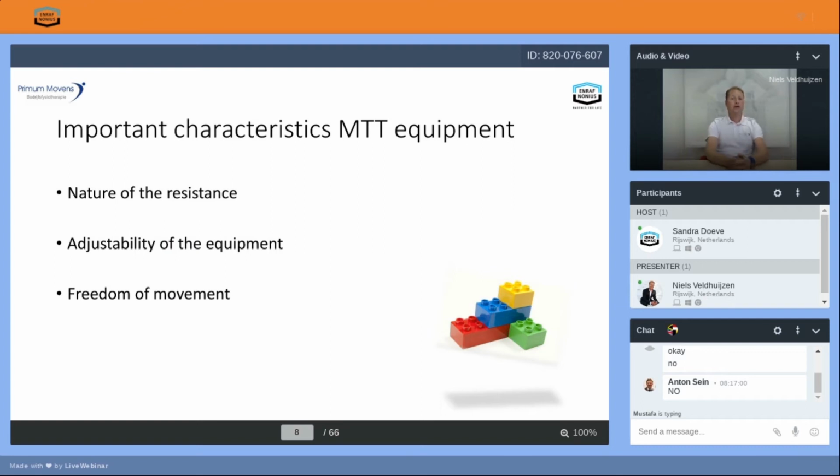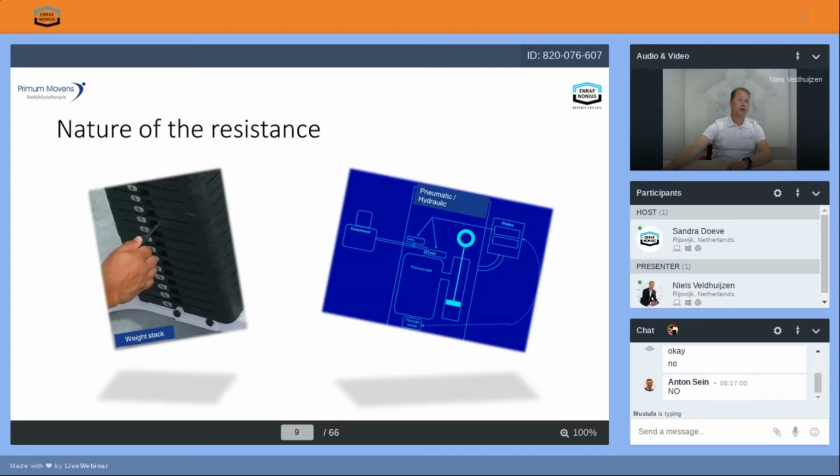When you talk about the characteristics of medical training equipment, like I said, you should pay attention to the nature of the resistance, the adjustability of the equipment, and the freedom of movement. Those are three characteristics that you should bear in mind when working with the machines. And in the end, you will connect them to the basic locomotory properties. When you talk about the nature of the resistance, there are several types of resistance. These two that you see over here are the most common.